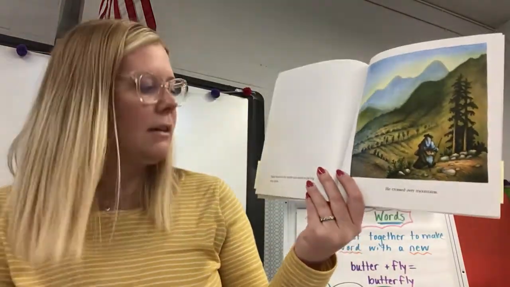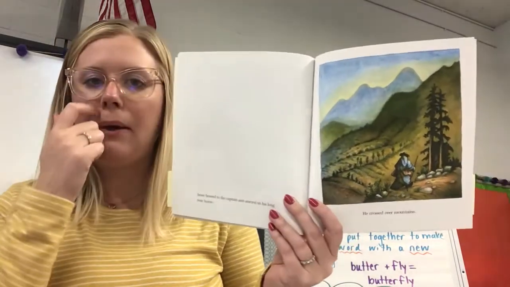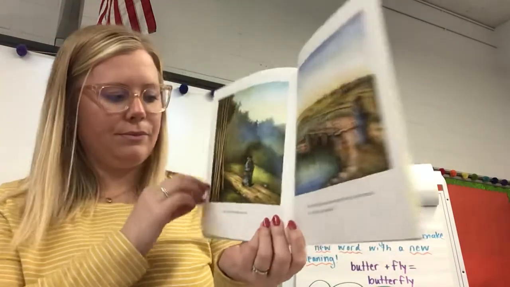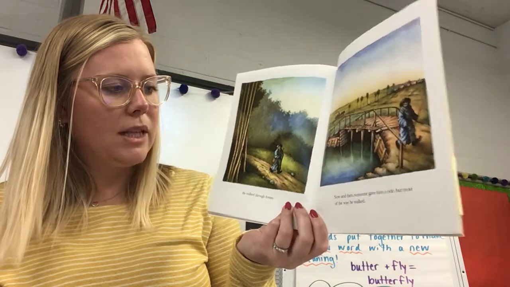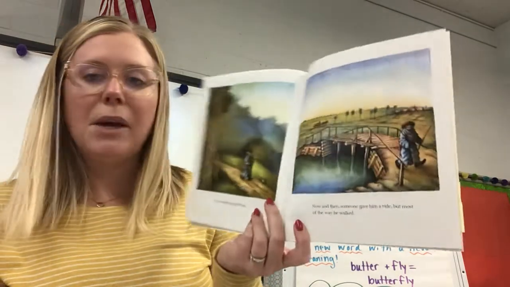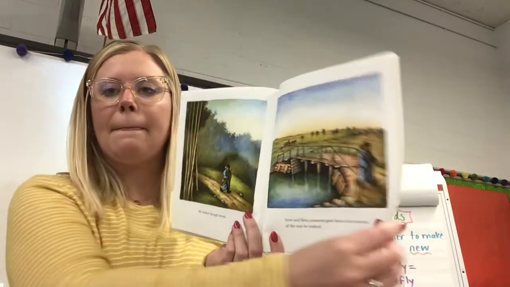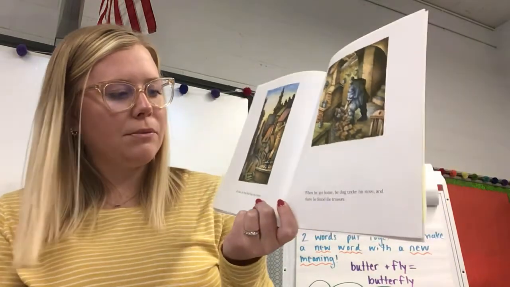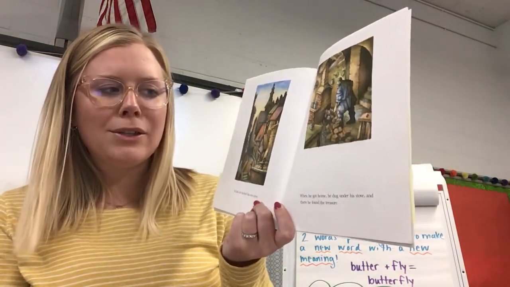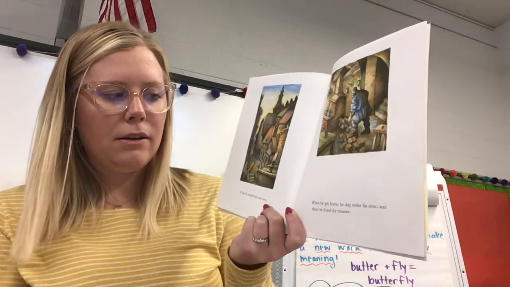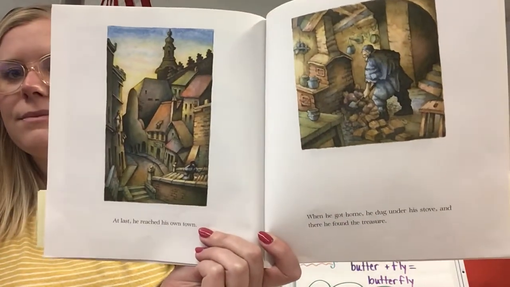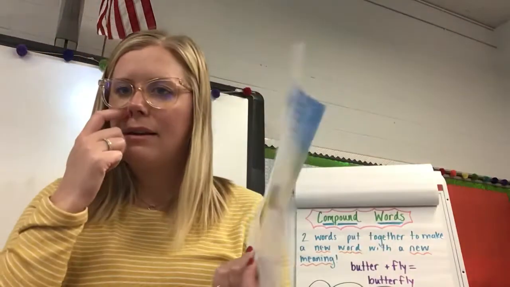Isaac bowed to the captain and started on his long way home. He crossed over mountains. He walked through forests. Now and then someone gave him a ride, but most of the way he walked. At last, he reached his own town. When he got home, he dug under his stove, and there he found the treasure. There he was digging. So the treasure was where the captain pictured.